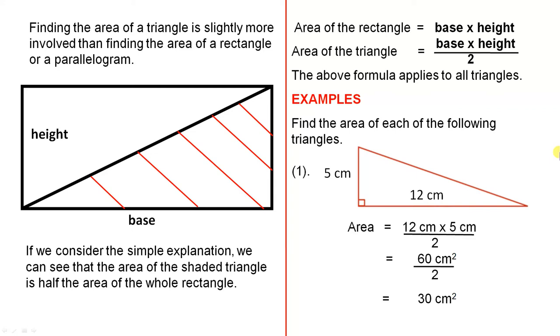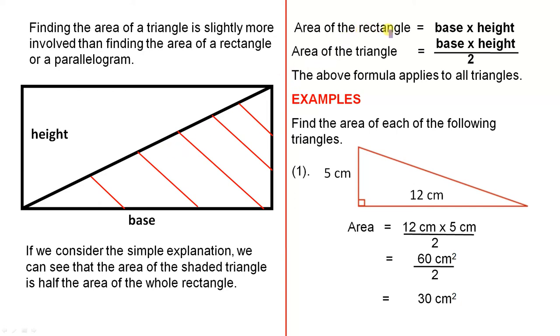If we consider the simple explanation, we can see that the area of the shaded triangle is half the area of the whole rectangle. So we'll assume that this is a rectangle where each angle is 90 degrees and the opposite sides are parallel to each other. If we draw this diagonal across here, this shaded section is a triangle, and you can see that it is half of the full rectangle.